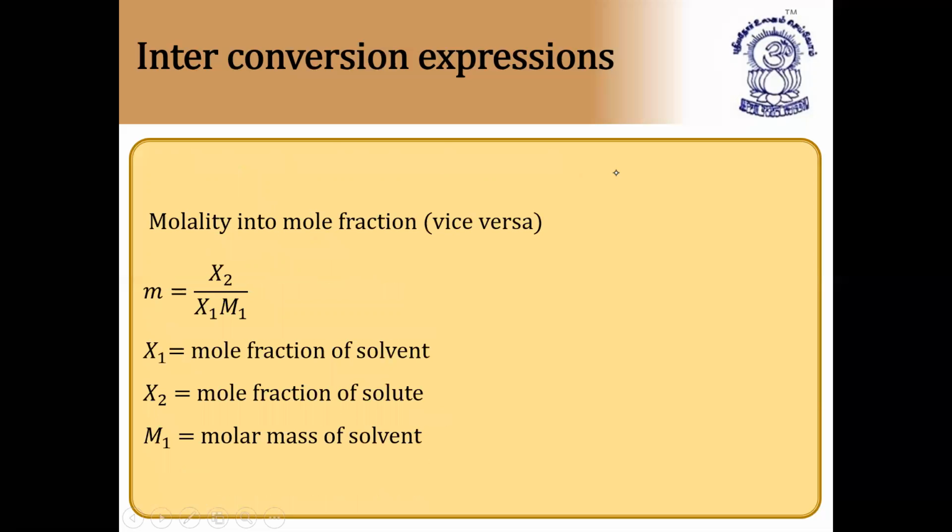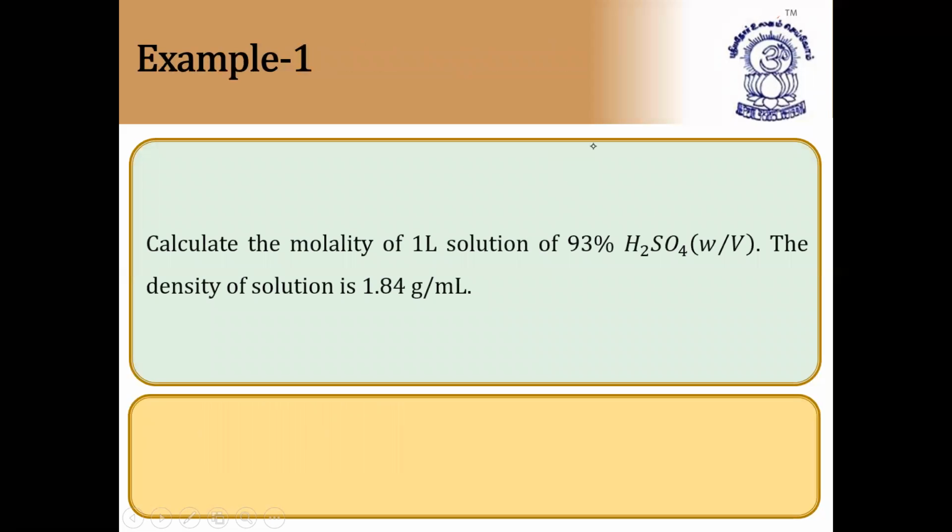Now we'll see molality into mole fraction. So this formula also I have given, one formula, x by x plus 1000 by 18. That is also same. Here also you'll get the same thing. So that is molality is equal to x2 by x1 into M1, where x1 is called mole fraction of solvent. That is number of moles of solvent by total number of moles of solution. And x2 is called mole fraction of solute. And M1 is called molar mass of solvent. So this is clear now. Now we'll see questions based on this.